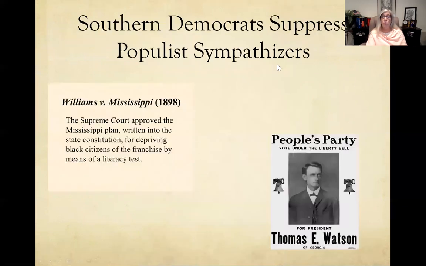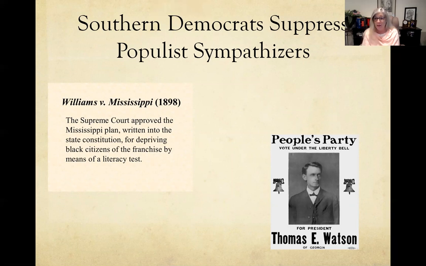All right, so the Democrats in the South are not going to really be on board with the Populists either, because in some ways they view this as kind of a radical idea. So it's not for sure that these Democrats in the South are going to align themselves with the Populists. And look at the court case here, Williams versus Mississippi. Supreme Court approves the Mississippi plan depriving Black citizens of the right to vote based on a literacy test.